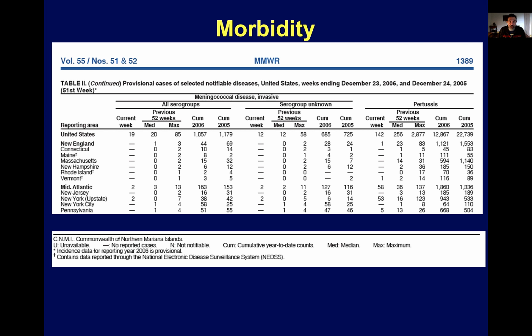But in every week's report, you can see some of the routine data that are captured. So here we're seeing the number of invasive meningococcal cases that were reported, and the number of pertussis cases that were reported for the US as a whole, and then for different geographic areas. You can see how many cases are being reported in a given week, and also how it is related to the previous 52 weeks, if it's higher or lower, and how it compares to the cumulative reports for the entire years preceding.